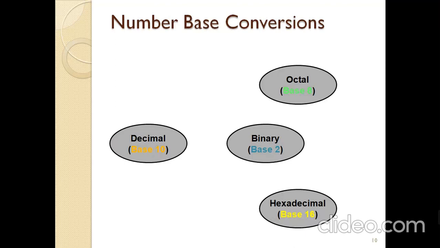There are four number systems. One is decimal, the base is 10. Then binary, the base is 2. Octal, the base is 8. Hexadecimal, the base is 16.